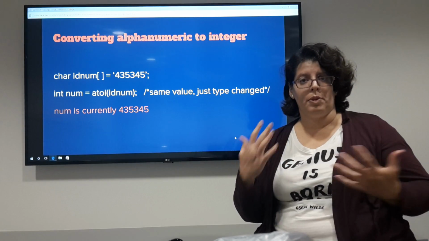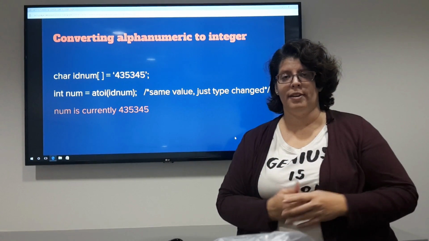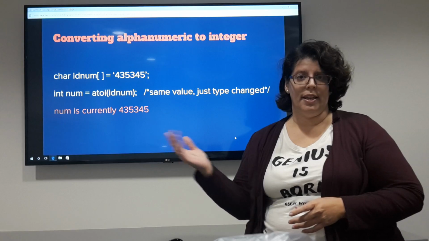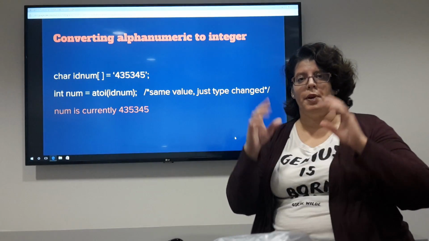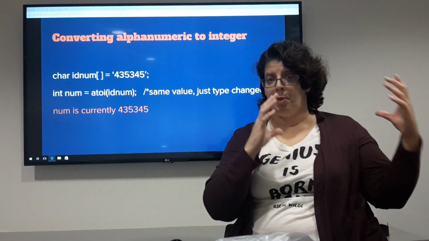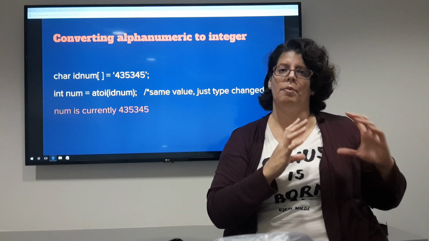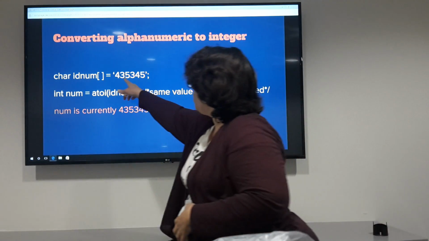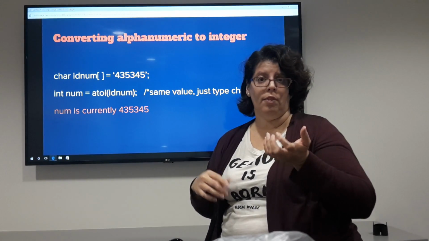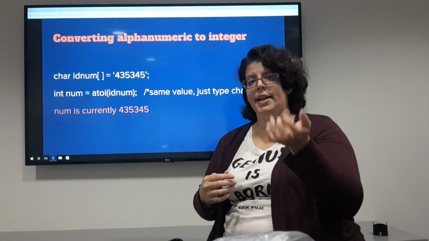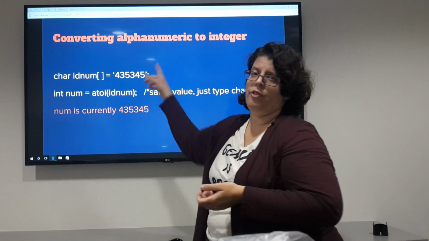So if I want to do some arithmetic with that number, I have to take it out of the string format and put it in a numerical format. The way to do that in C is to use a function called atoi. I put the word atoi, and after atoi I put parentheses, and inside the parentheses I put where the string value is currently being stored. Right above here I can see that I invented a character array called ID num. That's the name of my variable that I invented as a programmer, and inside of it it has a string 435345.